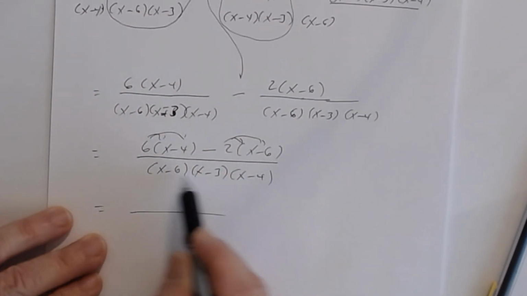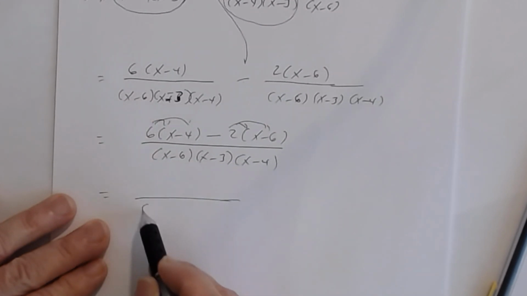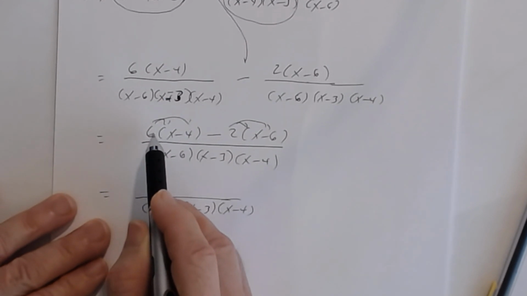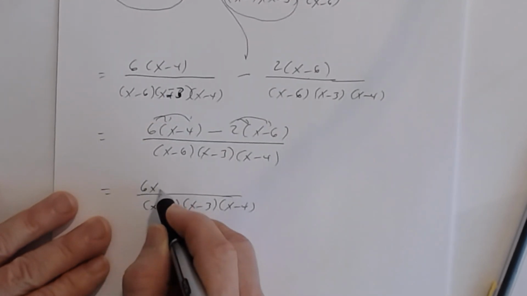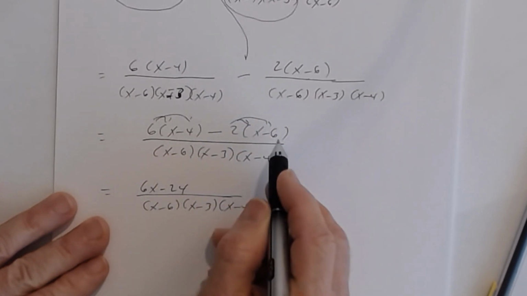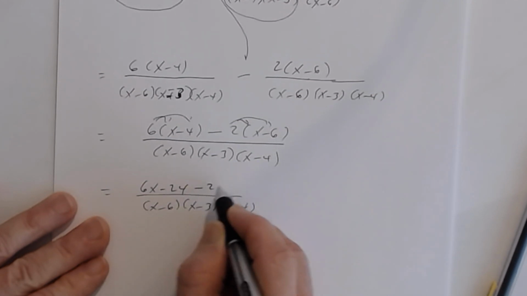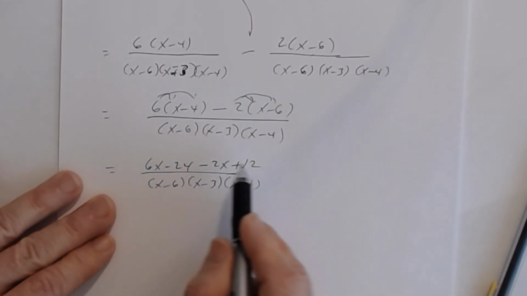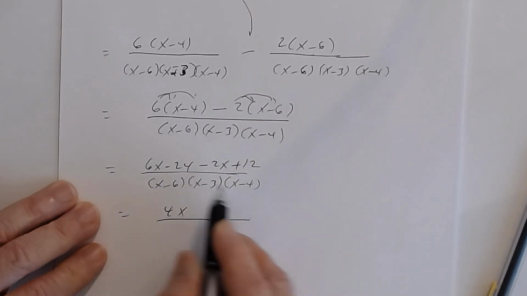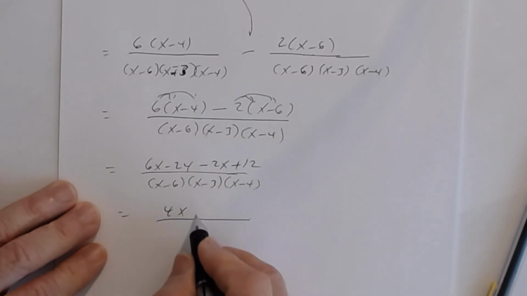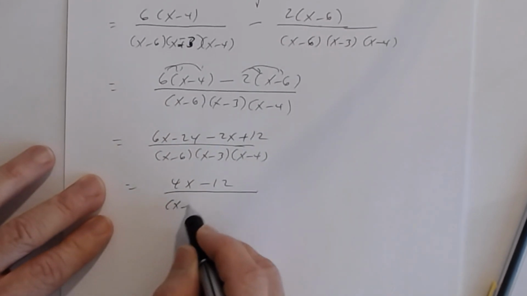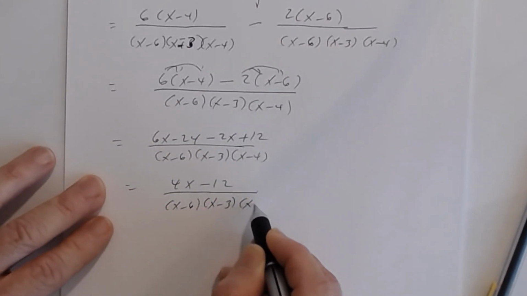All right, don't forget though, you have to rewrite the LCD, the denominator, x minus 6, x minus 3, x minus 4. So this becomes 6x minus 24. Distribute the negative 2. This becomes a negative 2x plus 12. Negative 2 times negative 6 is a positive 12. Combining like terms in the numerator, this becomes 6x minus 2x is 4x. A negative 24 and a positive 12 is a negative 12. Divided by the LCD, the common denominator, which is x minus 6, x minus 3, x minus 4.